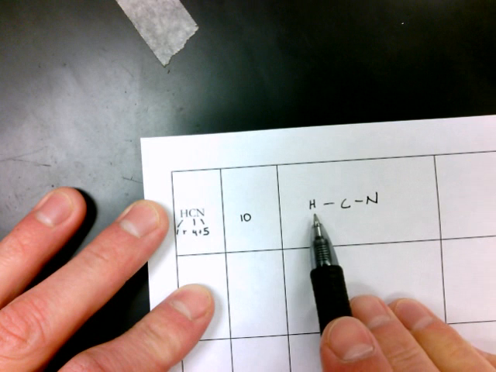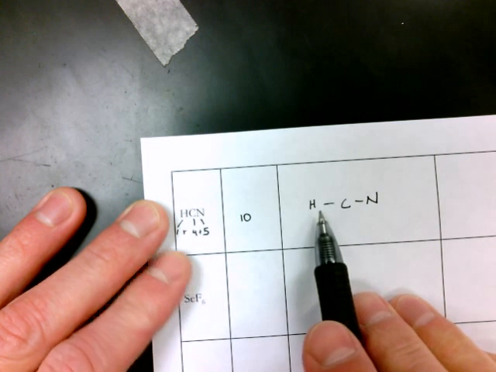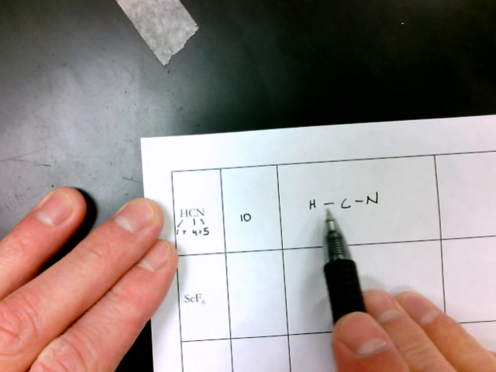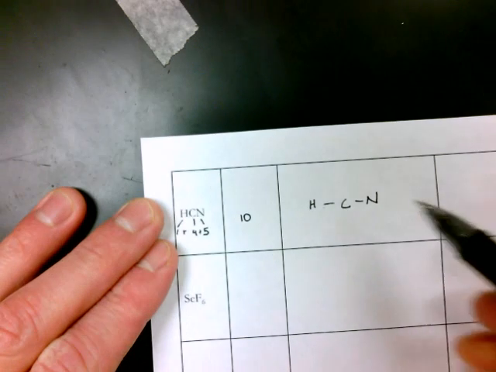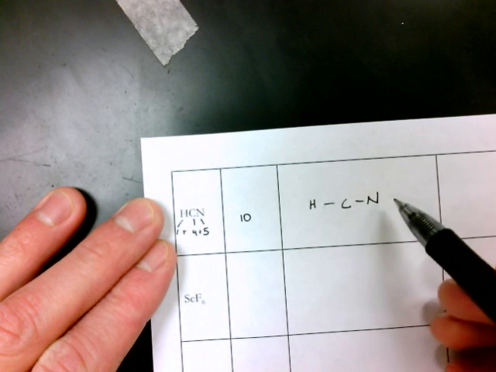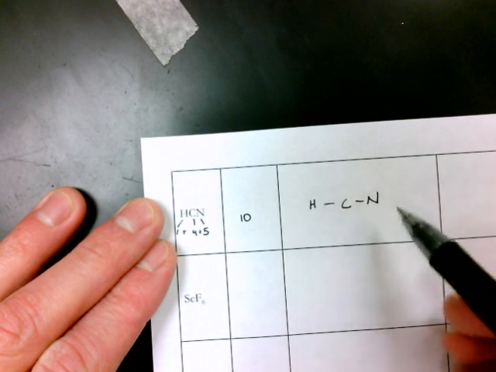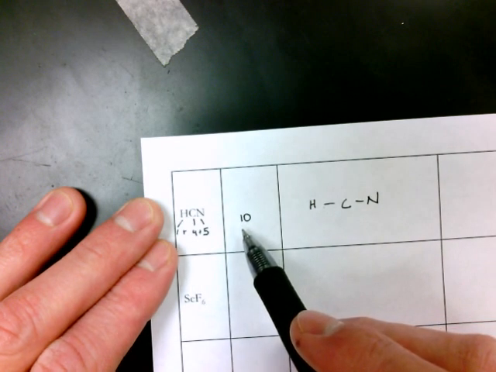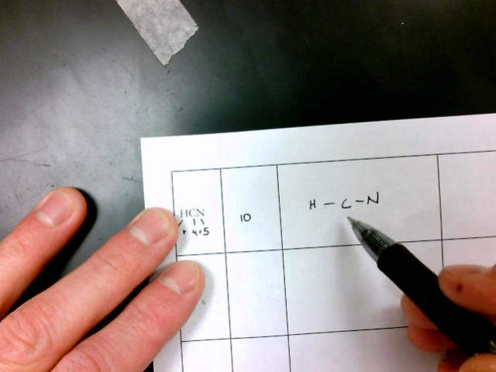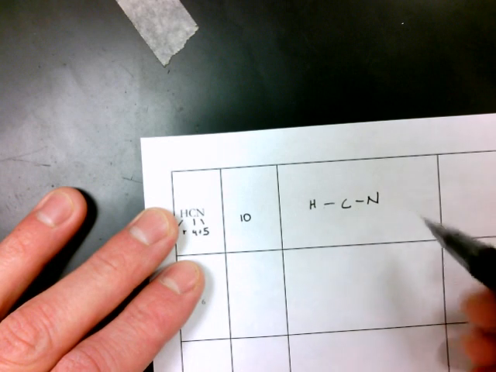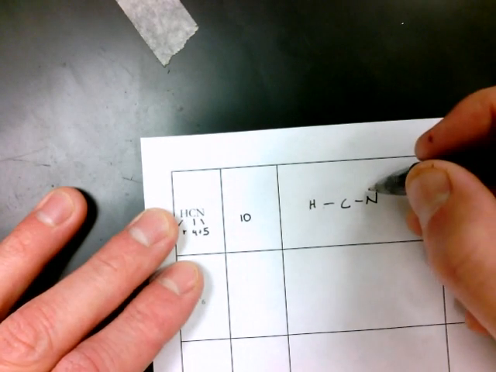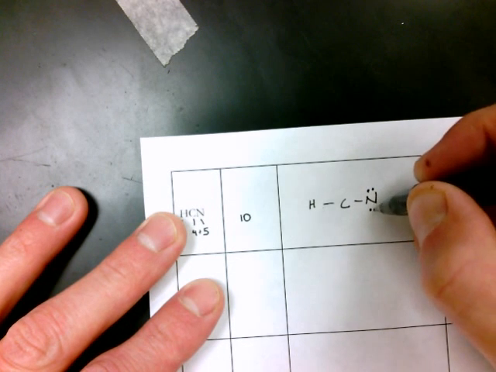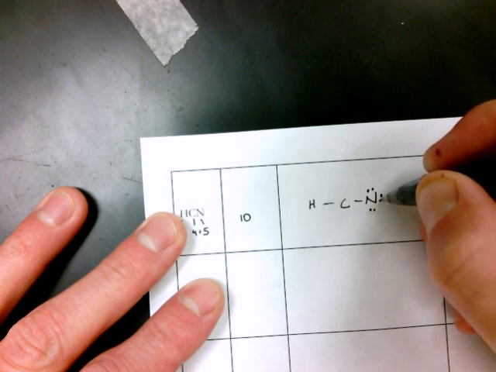Now, hydrogen's already set with a duet. It only needs that shared pair. Carbon and nitrogen both need octets. We've already used 4 of our electrons. We only have 6 left. 10 minus 4 is 6. So we can divide them evenly, 3 and 3, which means that we're going to come up short, which means we're going to for sure need a double bond. Make your peripheral atoms happy first.